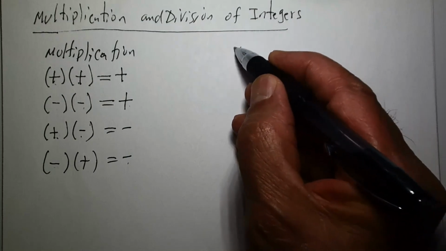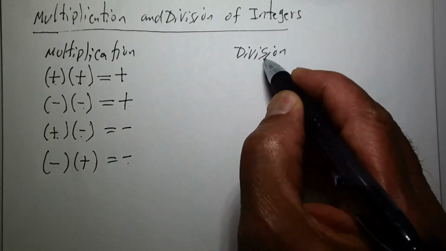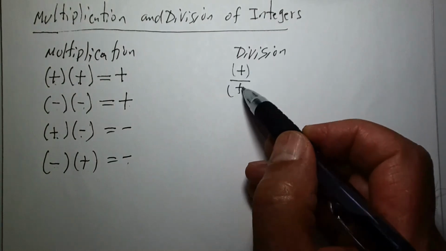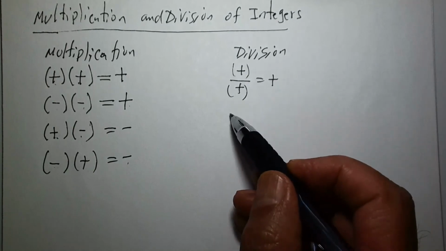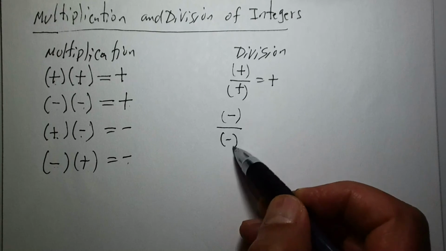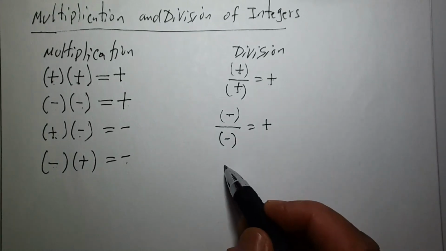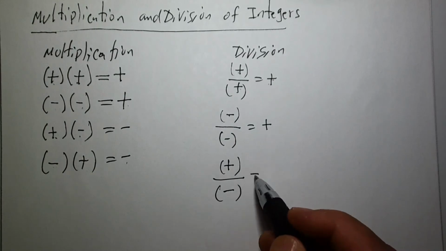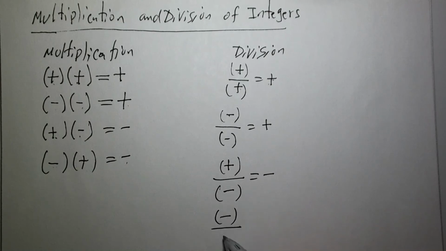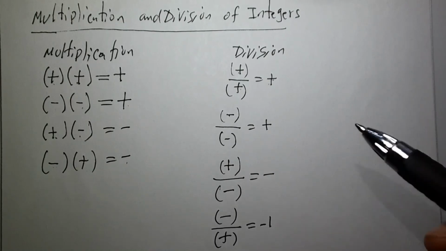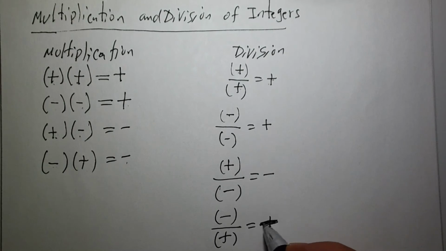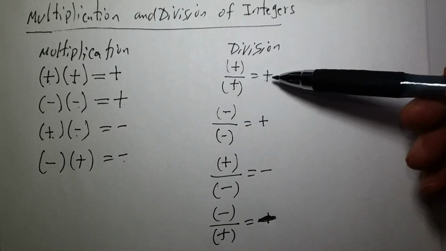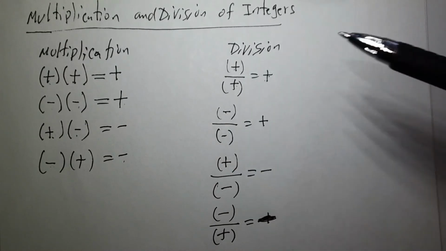In division, we follow the same rule. Positive divided by positive, it's positive. Negative divided by a negative, the result is positive. Positive divided by negative, it's negative. Negative divided by positive is negative. Same sign, positive; different sign, it's negative.